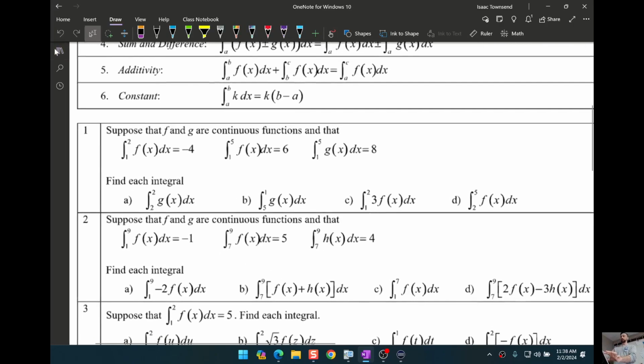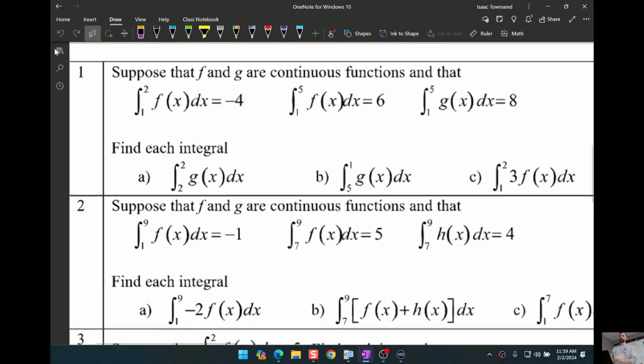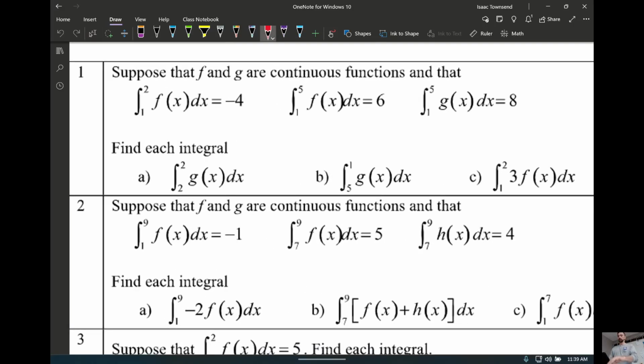Okay, let's see what you guys think about the first question here. All right, so 1A, what did you get for that? Okay, good. If it's starting at 2 and ending at 2, it's not opening up at all to create any area, so anytime the bounds are the same, you should get 0.